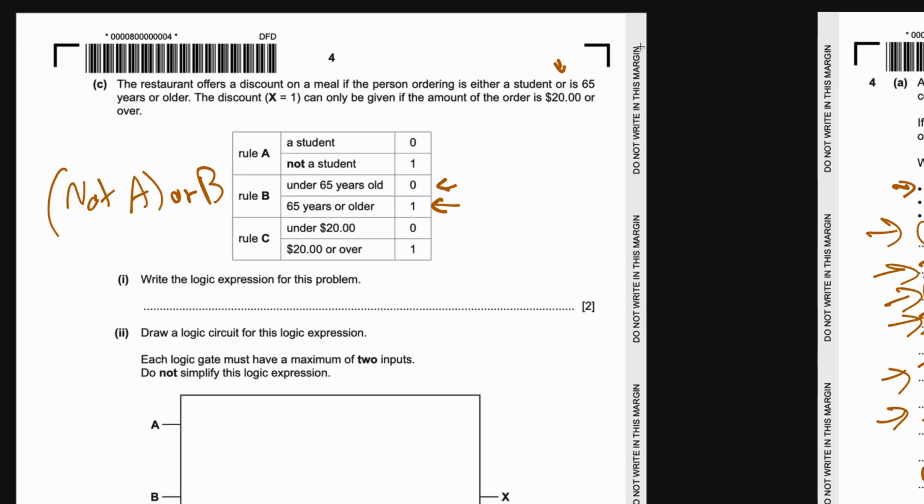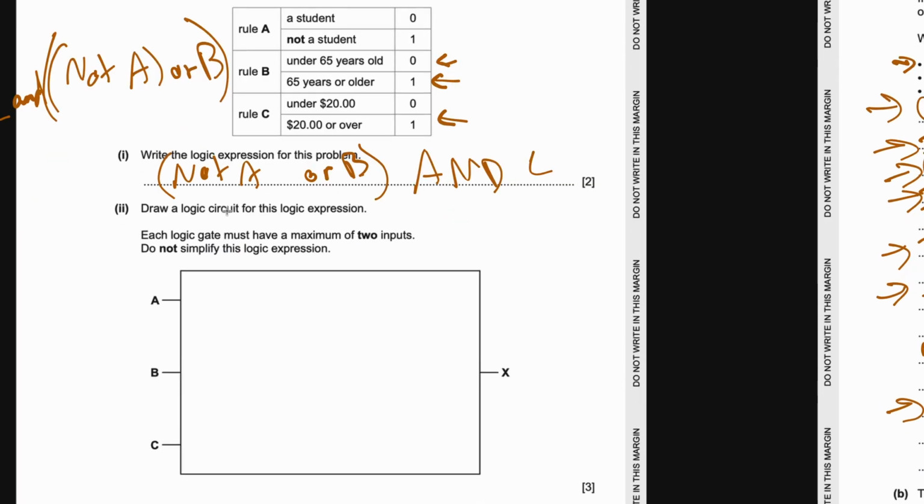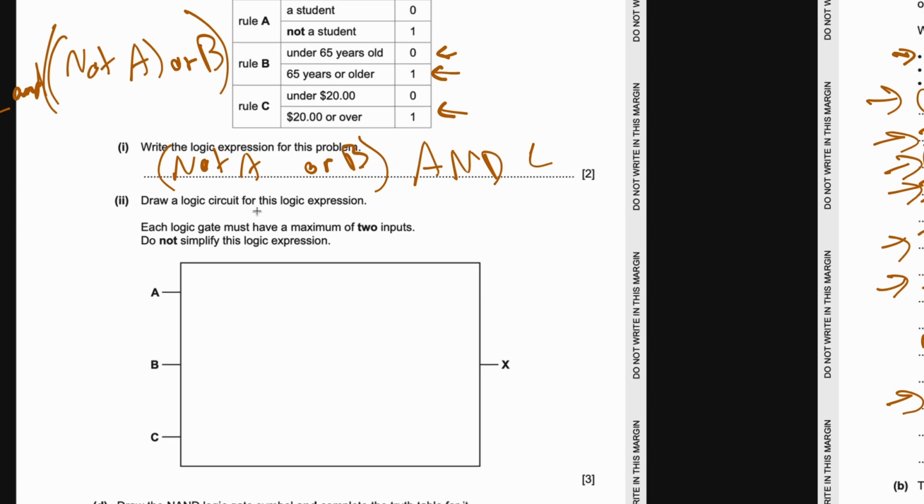Rule C, the discount can only be given if the amount of the order is $20. That means that we have to use an AND on all of this, right? And $20 or over, so this one, that means C. So the final answer will be NOT A OR B, right? And C.